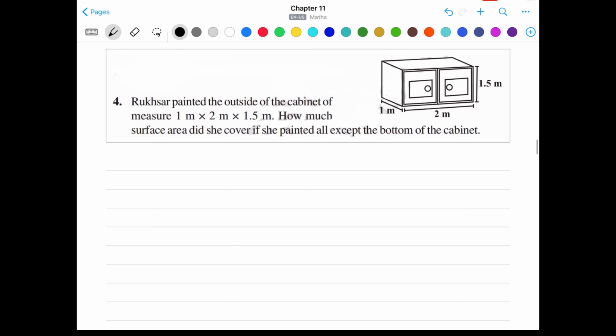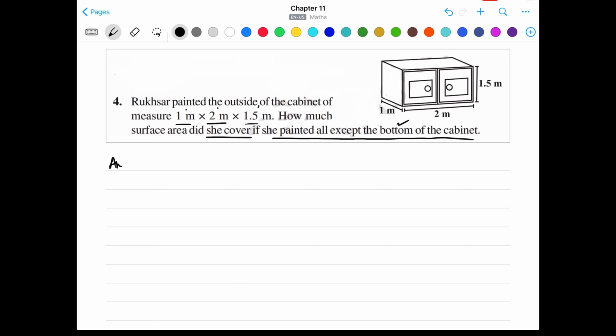Now moving to the next one. Question number 4 is Ruxar painted the outside of a cabinet of measure 1 meter, 2 meter into 1.5 meter. That means length is 1 meter, breadth is 2 meter, and height is 1.5 meter. Now we have to find how much surface area she covered if she painted all except the bottom of the cabinet. So we have this cabinet box which is painted by Ruxar from the outside. She has painted all the surfaces except the bottom one. So we are going to use the formula of the area of a cuboid when it is open from the bottom.